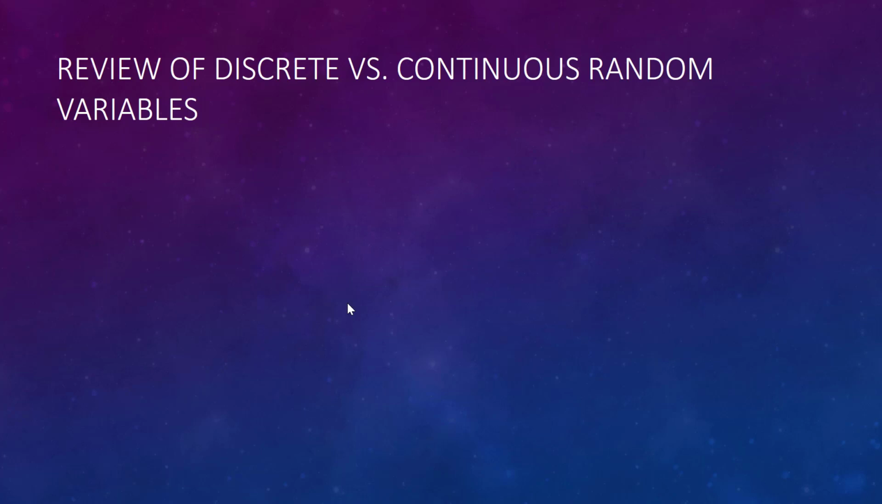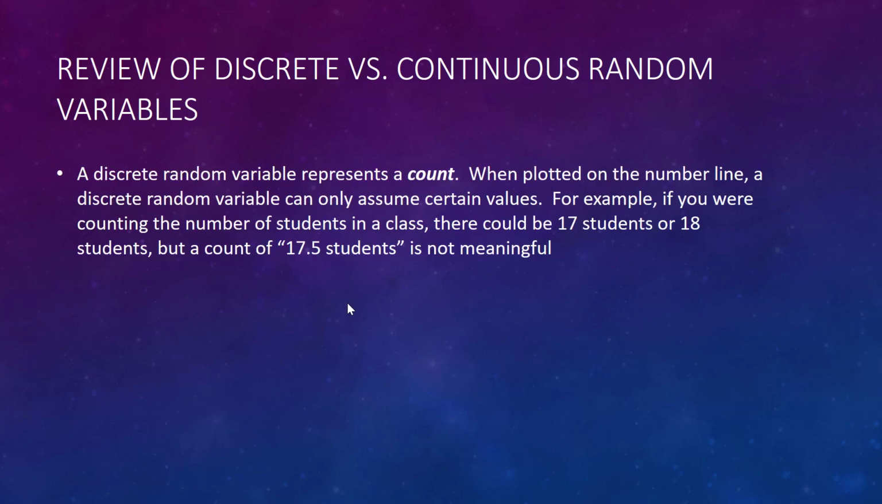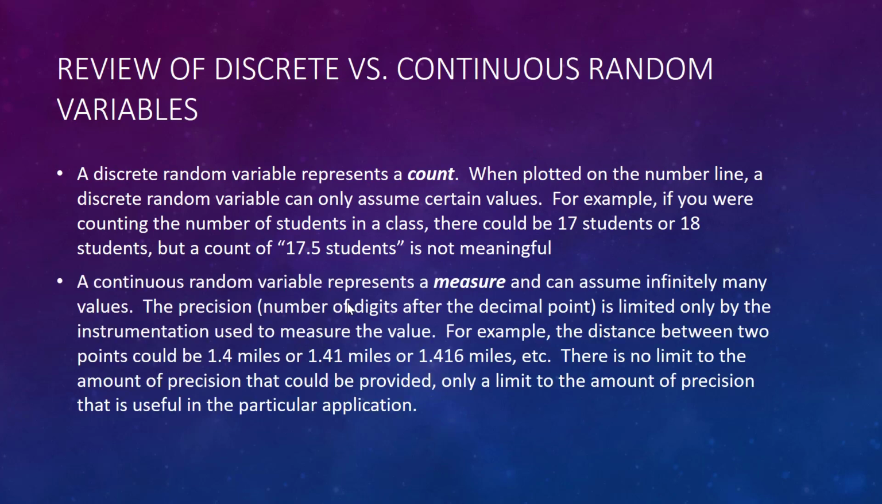Review of discrete versus continuous random variables. A discrete random variable represents a count. When plotted on the number line, a discrete random variable can only assume certain values. For example, if you were counting the number of students in a class, there could be 17 students or 18 students, but a count of 17.5 students is not meaningful.